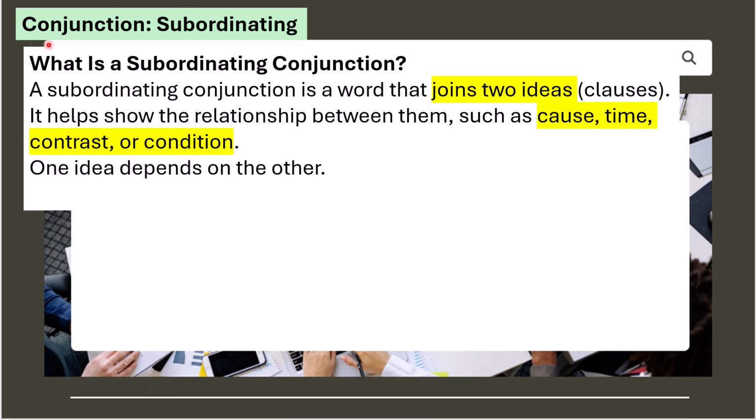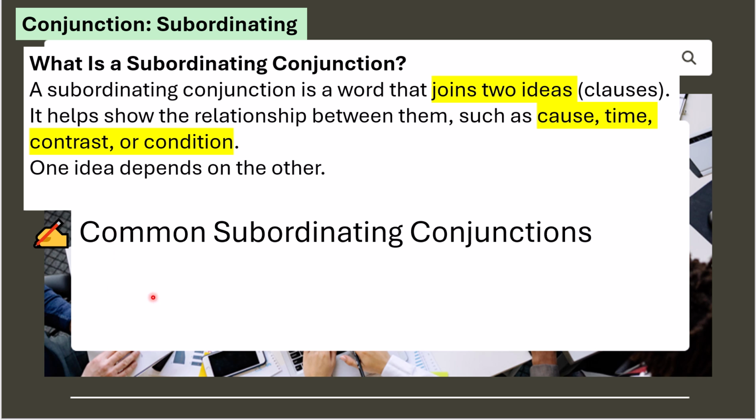The first part we are covering here is conjunctions, that is, subordinating conjunctions. So now let's look at what subordinating conjunctions are. A subordinating conjunction is a word that joins two ideas. What does it do? It joins two ideas or clauses. It helps show the relationship between them, such as cause, time, contrast, or condition. One idea depends on the other. So this is called the subordinating conjunction.